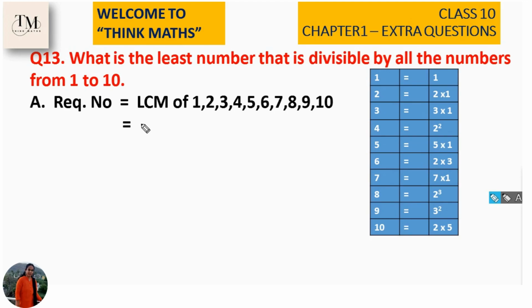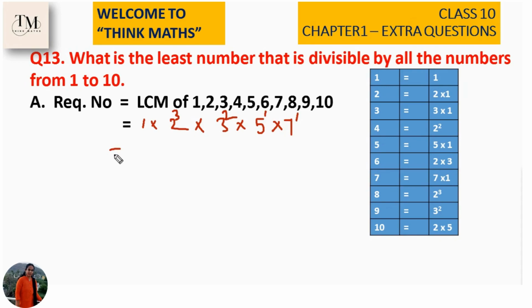So what are the prime numbers here? 1, 2, 3, 5, 7. So 1 into 2 into 3 into 5 into 7. So the greatest power of 2 is 3, so 2 to the power 3, and the greatest power of 3 is 2, so 3 to the power 2, and the greatest power of 5 is 1. The greatest power of 7 is 1.